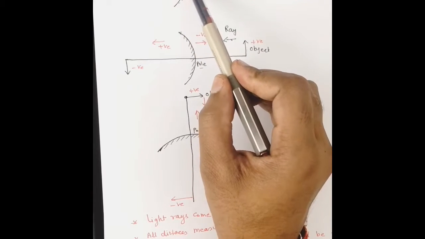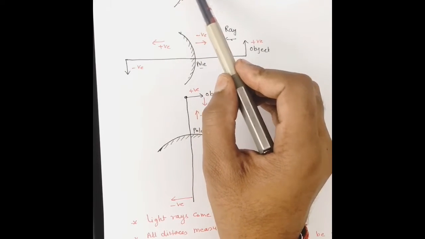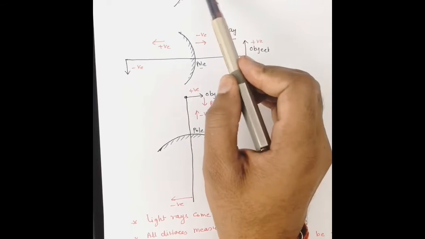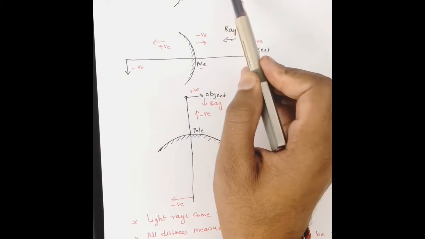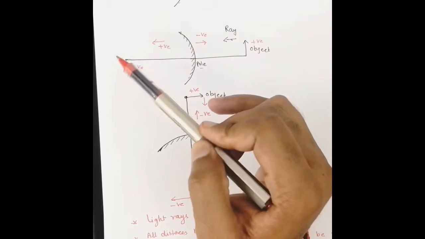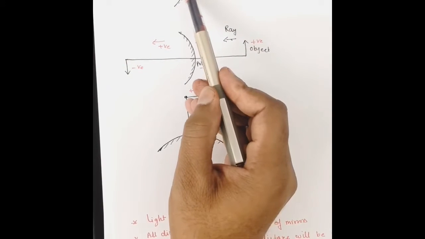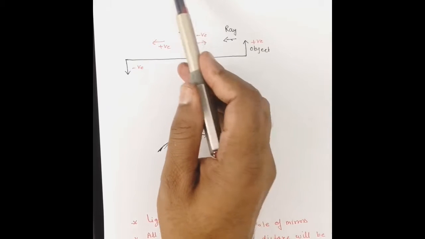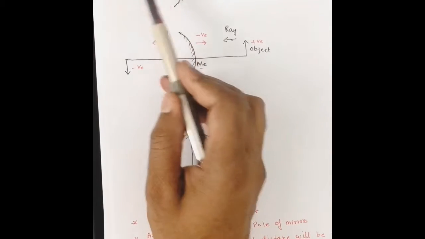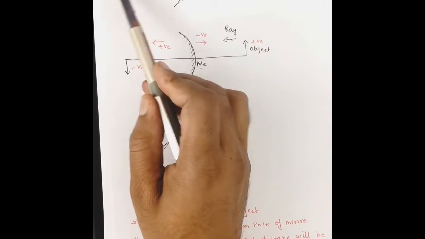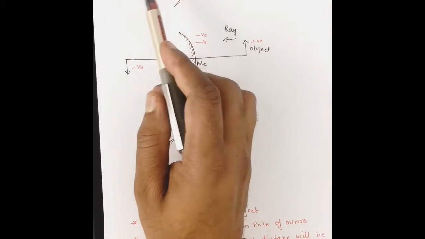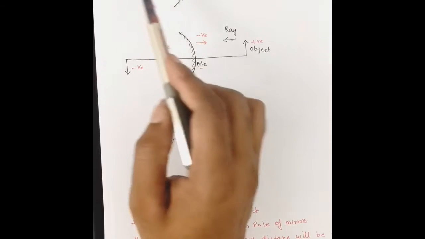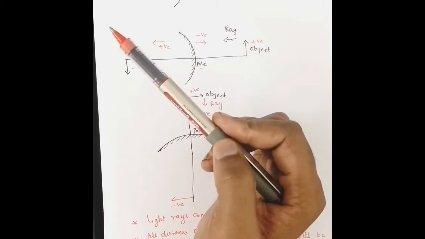While measuring any distance, if you are moving in the same direction as the light, that distance will be positive. For example, if you want to measure this distance, you are moving in the same direction as the light, so that distance will be positive. While measuring any distance, if you are moving in the opposite direction of the light, that distance will be negative. For example, if you want to measure the object distance, you are moving this side. It means you are moving opposite to the direction of this light ray, so that distance will be negative.